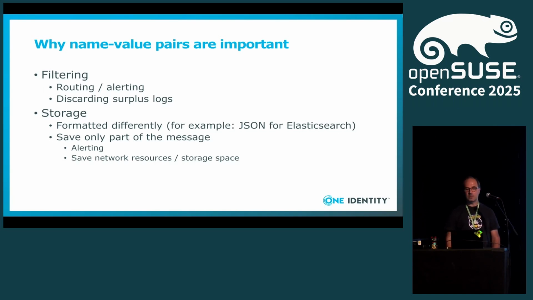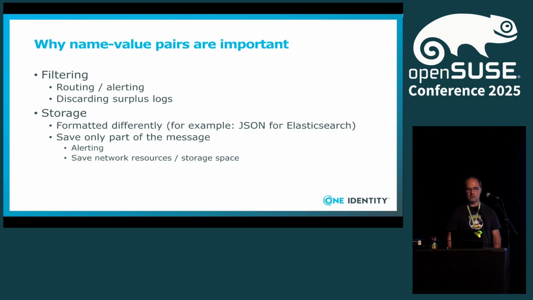Another use of name value pairs is log storage. If you have name value pairs instead of long strings, then you can easily reformat these logs for the requirements of the given destination, like Elasticsearch expects log messages in JSON formatting, and there are many similar requirements for other applications.